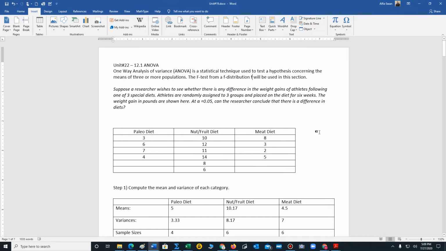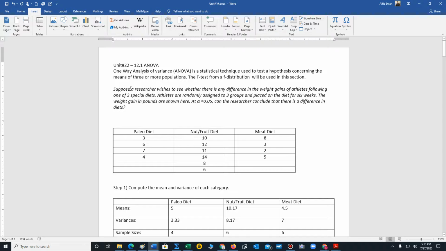Okay, so we are now in chapter 12, section 1, dealing with ANOVA. ANOVA is one-way analysis of variance. It's a statistical technique that's used to test a hypothesis concerning the comparisons of three or more means. So typically we use the F-test from an F distribution to test our claim. So let's look at a claim.